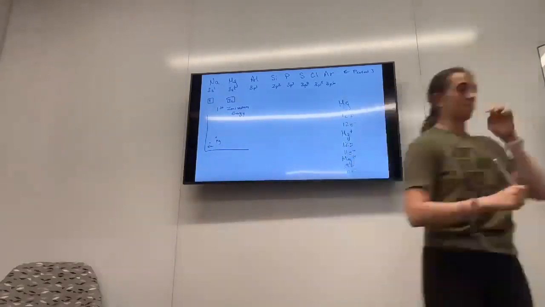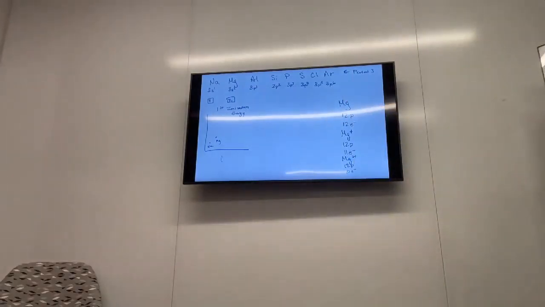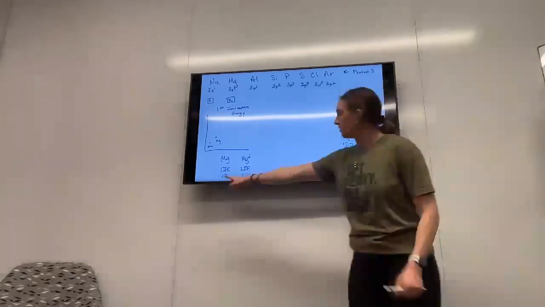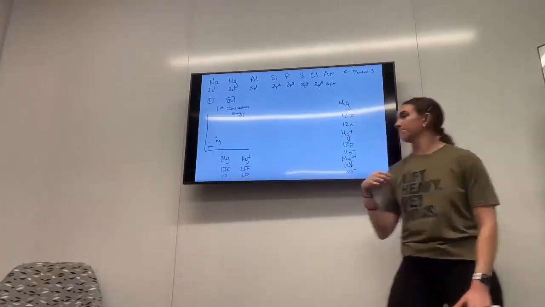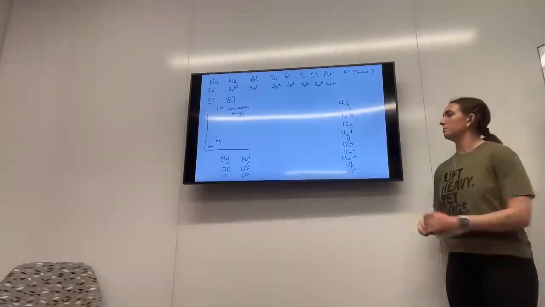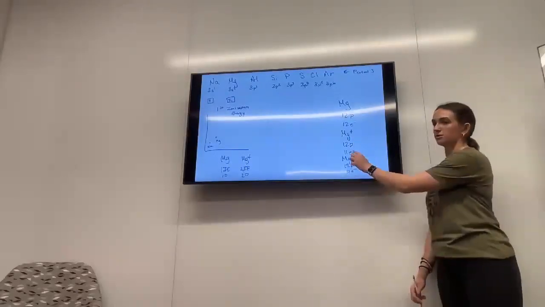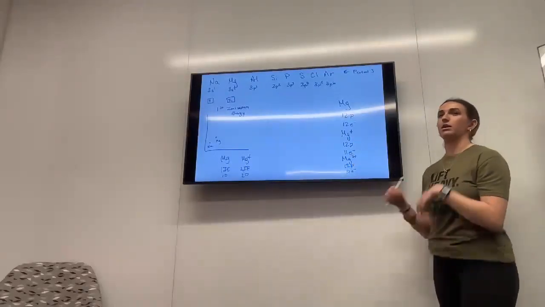So if you're looking at just magnesium, ionization energy 1 is going to be 10. For magnesium plus, your second ionization energy would be like 20. Right, so this one's only going to take 10 energies, this one's going to take 20 energies. Okay. That's because we have more protons and electrons, so it's getting closer to the nucleus, making it harder to remove.